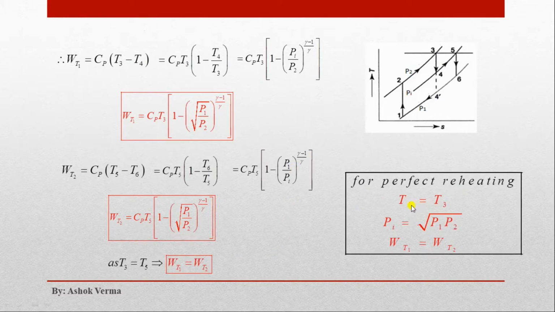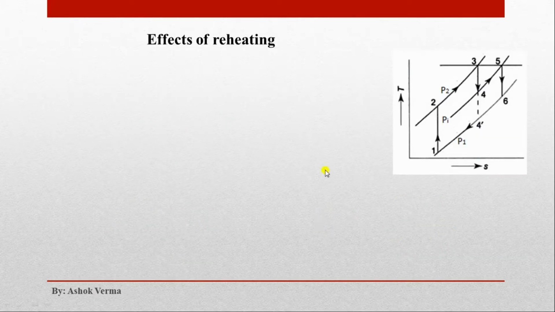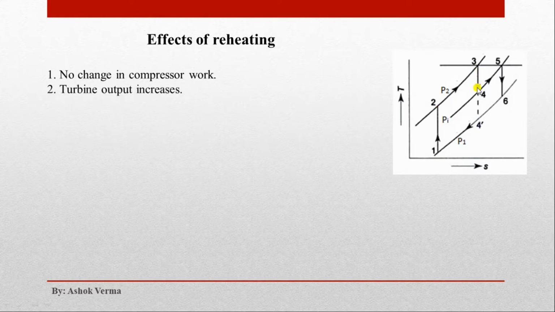So for perfect rating, T5 is equal to T3, P_i is equal to the square root of P1 into P_i, and WT1 is equal to WT2. Now we will see the effect of reheating. Since in reheating, there is no change in the compression, the compressor work will remain unchanged, and since we are getting this extra area, the turbine work output will increase.